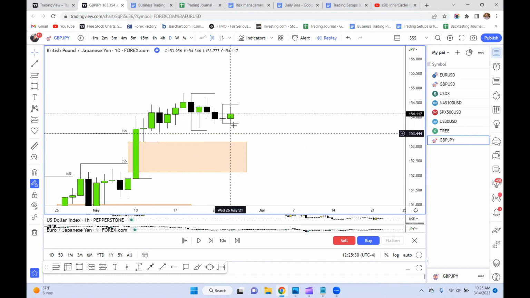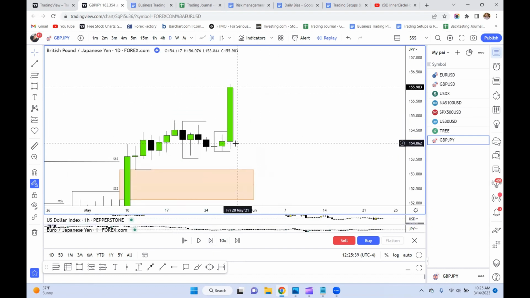within the Wednesday. But we could still see maybe an open, take out the low into the fair value gap. Let's see. Nope, it broke out.